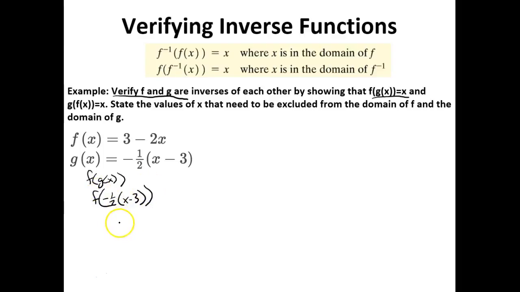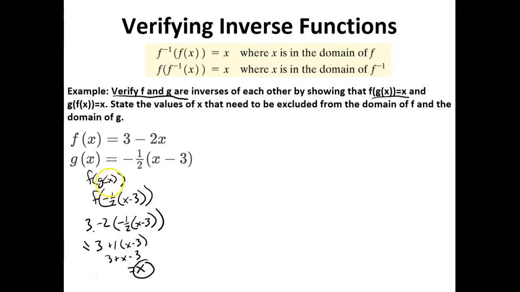When we put it into the function f, the -1/2 times x minus 3, we're going to multiply it by -2. So we're going to take that, multiply by -2, and then the 3 is out front. When we do that and do some simplification, we'd have 3 distributing this minus, or multiplying -2 times -1/2. That's going to be +1 times x minus 3. So we get 3 plus x minus 3, which is just x. So when I put g of x into f, I get back to x.